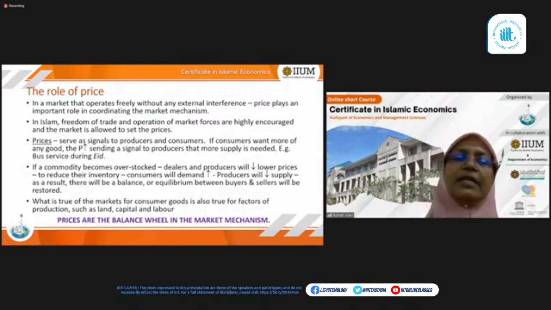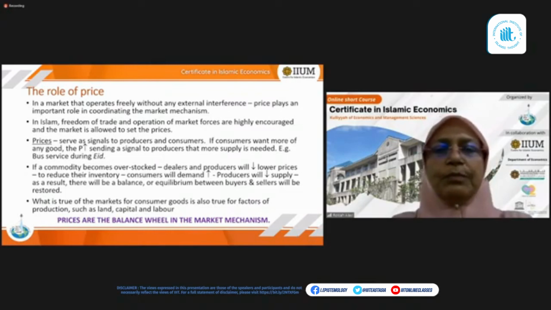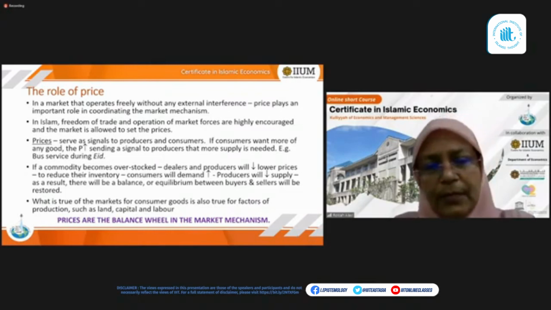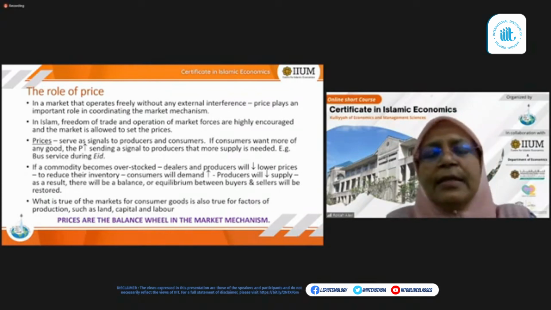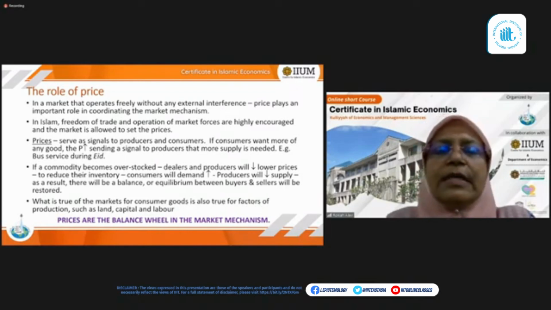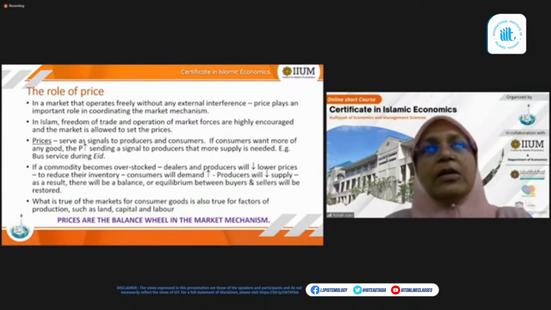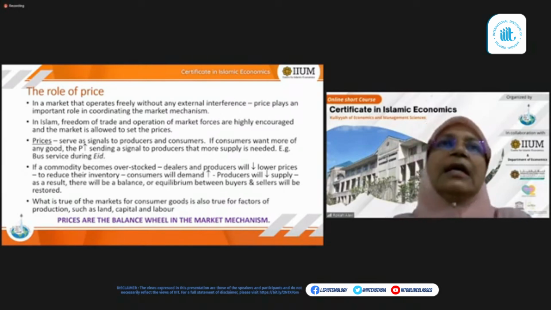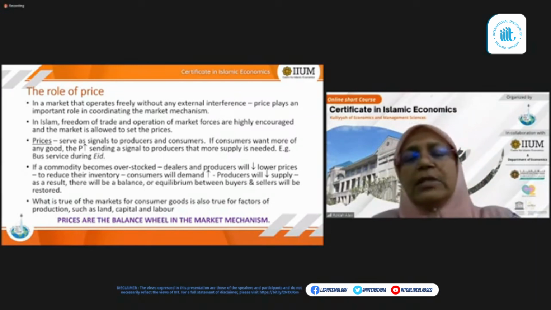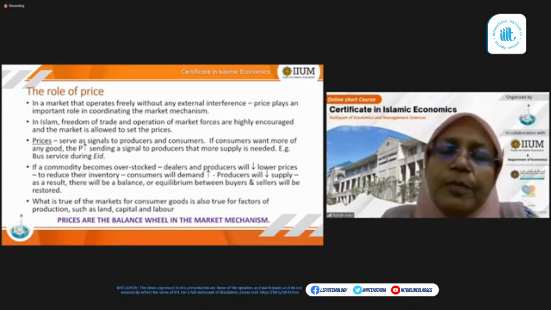They reduce the price. That's why in some seasons, for example, fruits are very cheap, because there's so much supply. That's a fruit season for, let's say, mango. Okay, there's so much mango in the market. So if they keep on selling at a high price as in the normal season, the mangoes will not be sold because there are so many mangoes available. Consumers can go somewhere else to get cheaper prices.